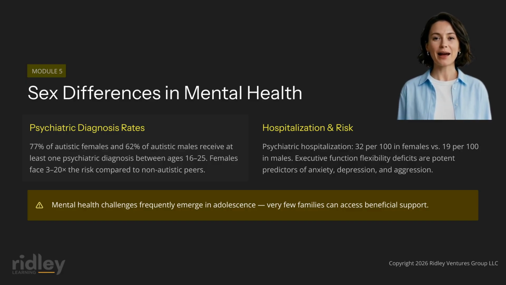Kenworthy and colleagues' 2026 longitudinal analysis further established that executive function challenges, particularly flexibility deficits, persist regardless of cognitive ability and are potent predictors of anxiety, depression, and aggression. Autistic females are at unique risk for escalating anxiety during adolescence, a topic we'll also explore further in Module 7.